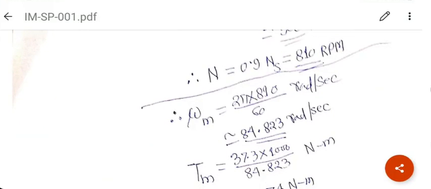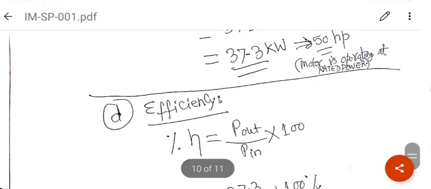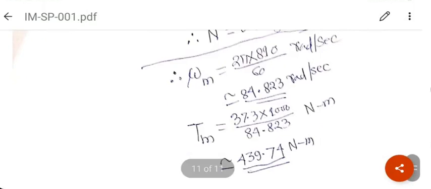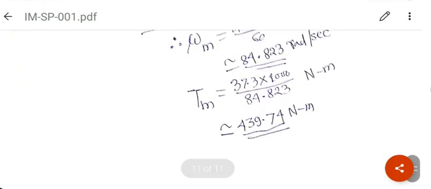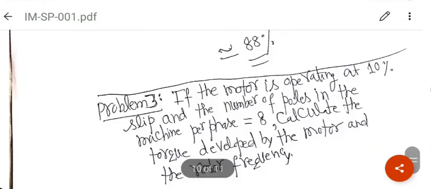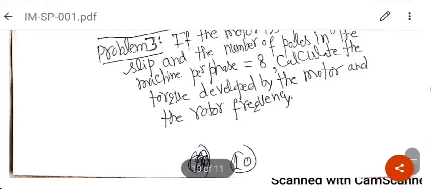And you know output power as 37.3 kilowatt, right? So divide that power by omega M, you get the output torque. Hopefully there is no calculation mistake. This is how you calculate the output torque of the motor. How about rotor frequency? It is simply slip multiplied by the stator frequency.